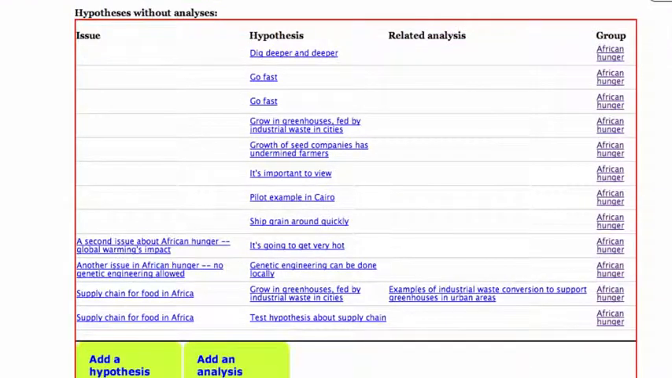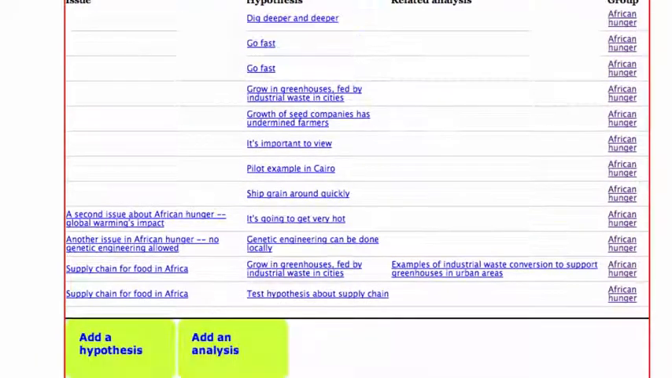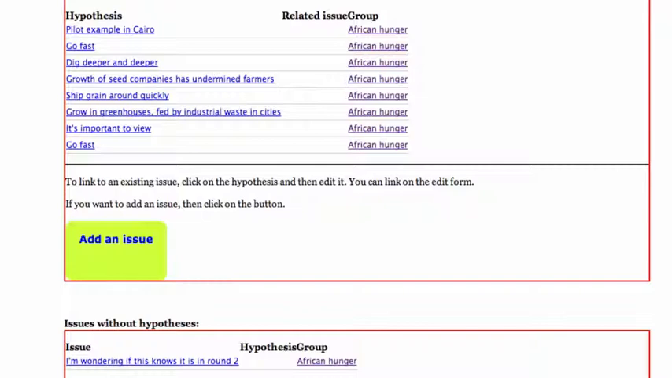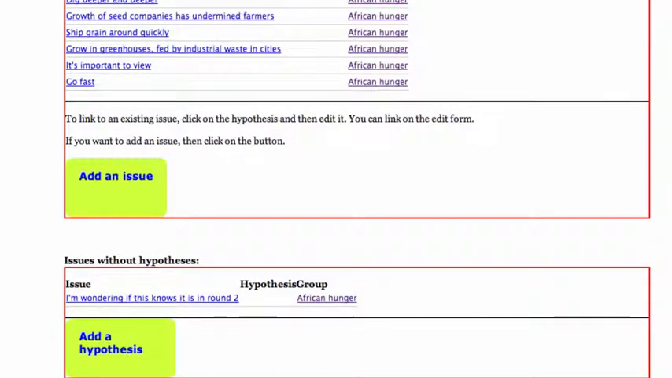They also can check which hypotheses or ideas that have been converted to hypotheses have no related analyses, figure out what we need to do, and add the analysis. We also might find that there are some hypotheses that have no issues, or some issues that have no hypotheses. In each case, we'd want to fill in the gaps so we have a thorough and complete and structured approach to the problem.